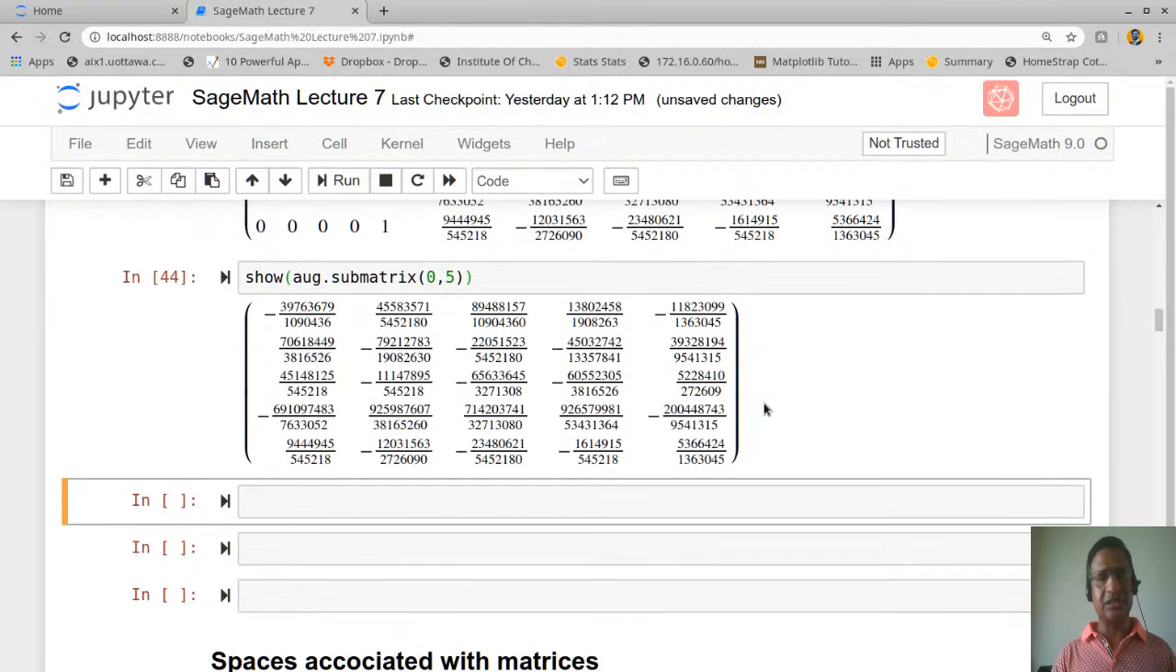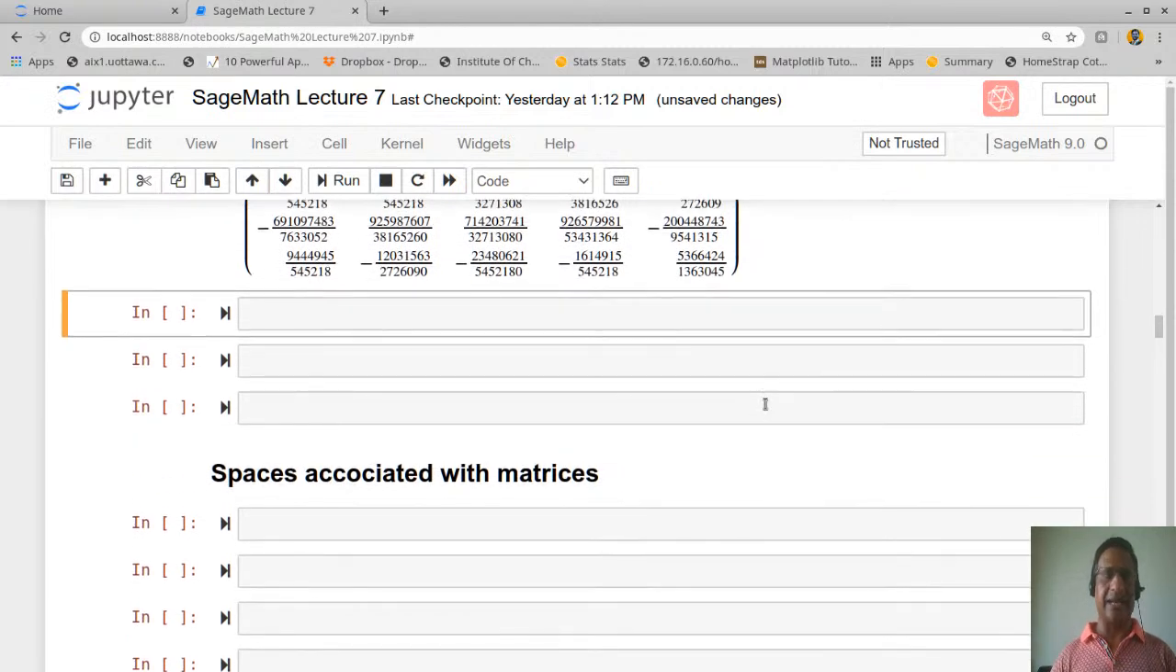Okay, now let us look at, suppose you are given any matrix. Once you are given a matrix, then there are several subspaces associated to that matrix. For example, we can think of columns as vectors, rows also as vectors.